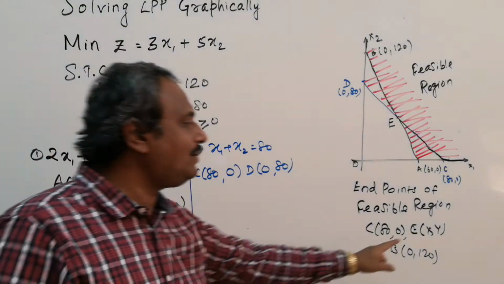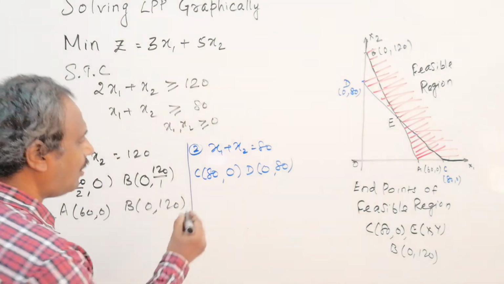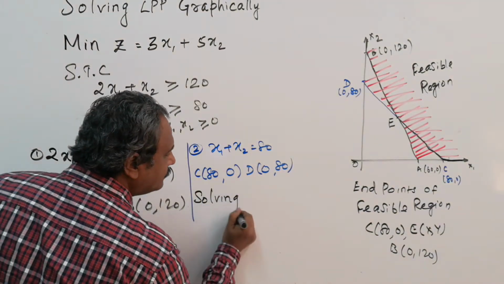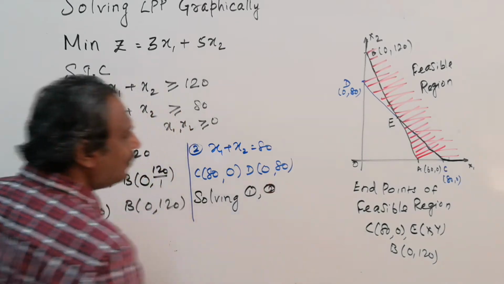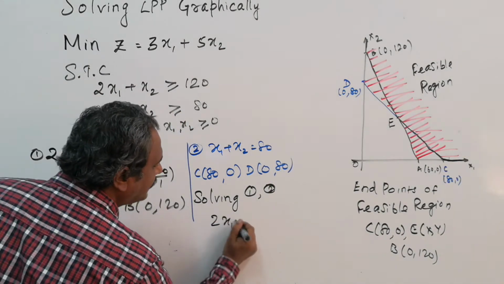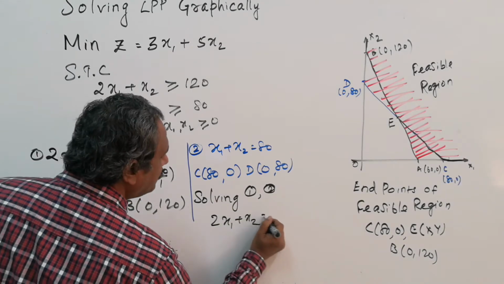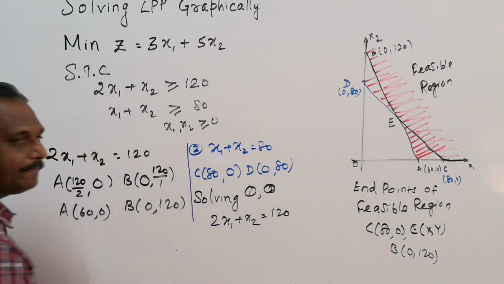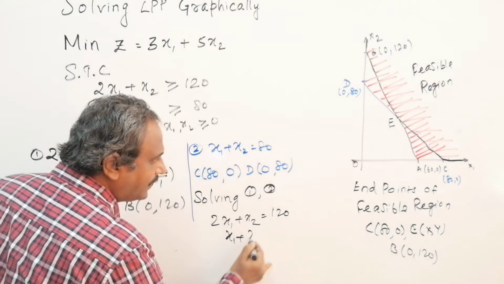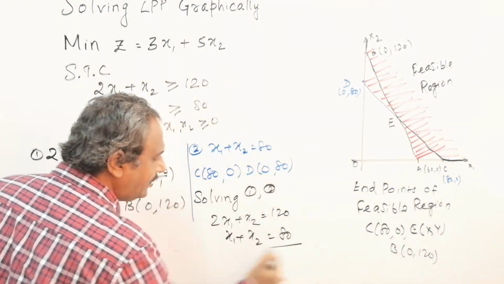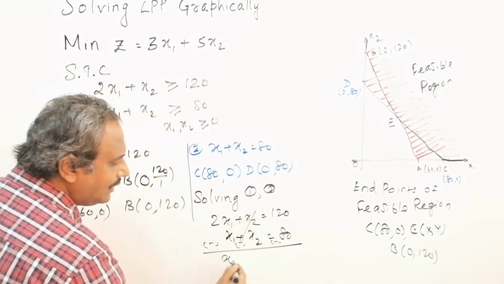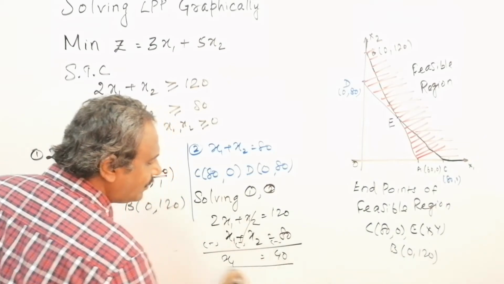To find the value of x and y, I am going to solve the two equations, 1 and 2. The first equation is 2x1 plus x2 is equal to 120. The second equation is x1 plus x2 is equal to 80. Subtracting, x2 cancels, and x1 is equal to 40.